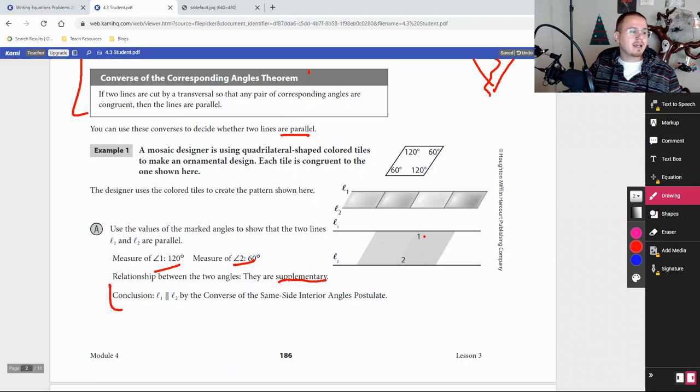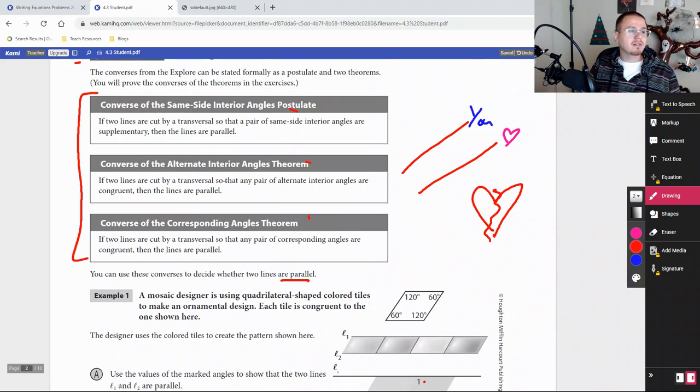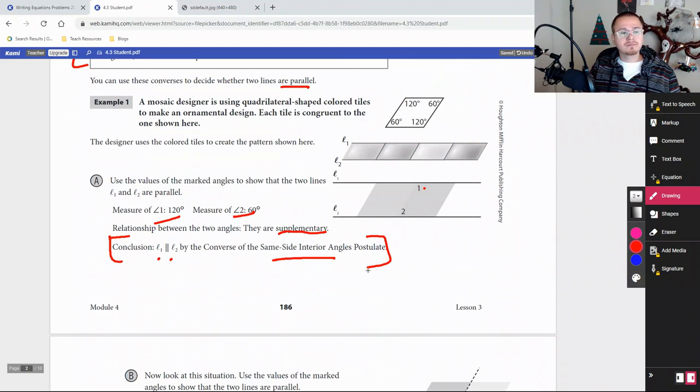So then you can say that by the converse, so knowing that they're parallel, you can determine that these are same-side interior angles. So you're using the lines, you're using the angles, the measures to prove this. So you can say that line 1 is parallel to line 2 by the converse of the same side interior angles postulate, and that's up there. So basically, make sure you can determine, yeah, if these 2 angles are the same side interior, and they're supplementary, then that means that these lines have to be parallel.